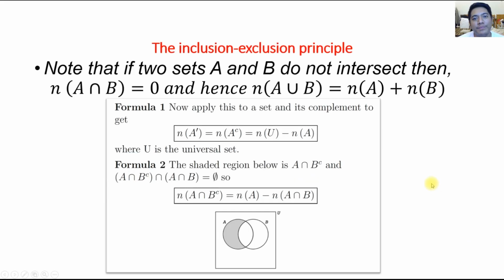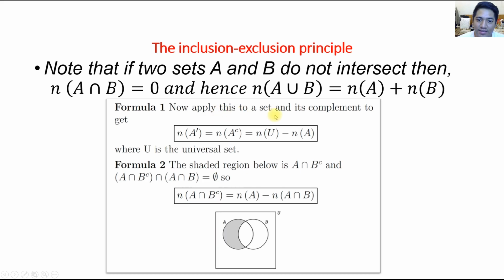Now for our next problem, note that if two sets A and B do not intersect, then the number of objects in the intersection of A and B equals 0. And hence, the formula of the inclusion and exclusion principle reduces to this formula, wherein we don't have any minus n of the intersection of A and B, since it will be 0. So n of the union of A and B will now be just the number of objects in A plus the number of members present in set B.